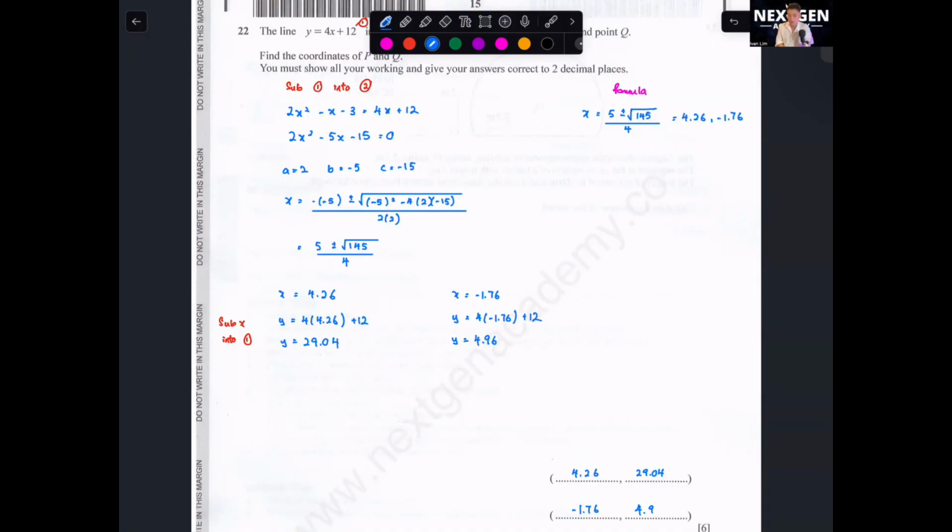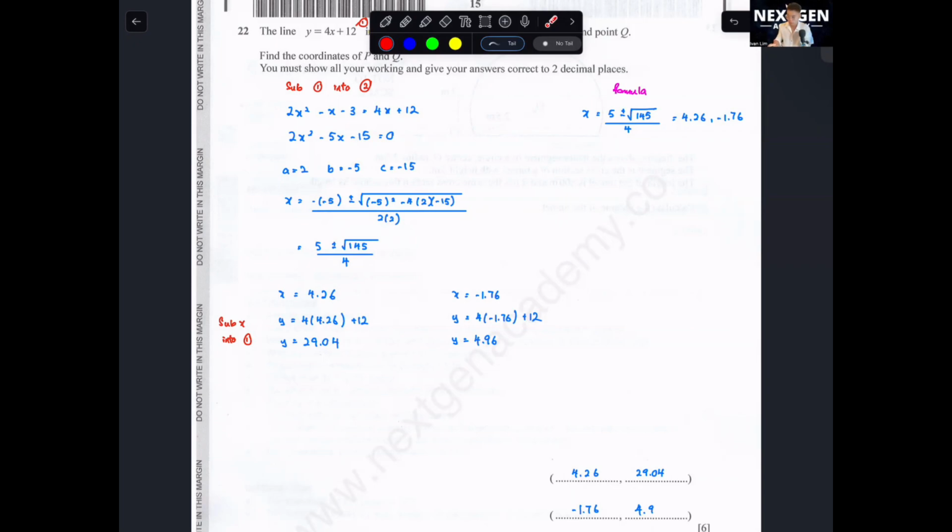Can we straight away write, what if we skip the working? You skip here, minus mark. You need to show the working. Do you need to show more than this? No need. Whatever that I write down here, these are the necessary steps. You can split it up, you can write 5 plus square root 145 over 4, 5 minus square root 145 over 4, but it's not necessary.